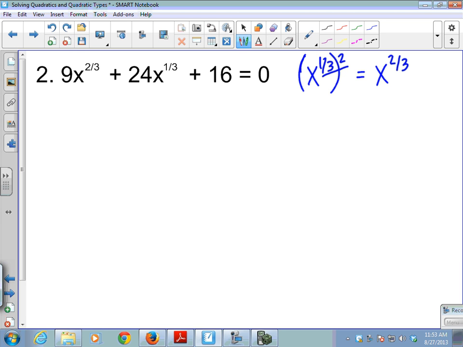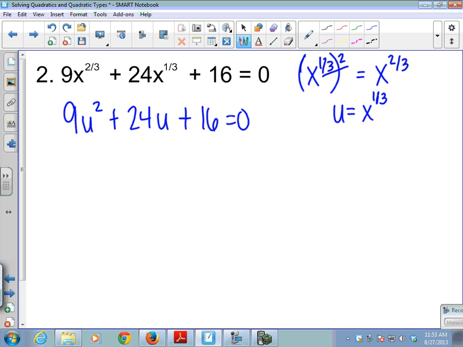So it is the case on this equation that the middle one, if I take it and square it, gives me the first one. So this is going to be 9u squared plus 24u plus 16 equals 0. Remember, we're going to let u be that middle term, so x to the 1/3. Okay, so I just substituted u in for that 1/3 right there, and then kept the relationship where if I squared the second term, then I get this first one. Take this and square it, I get that.